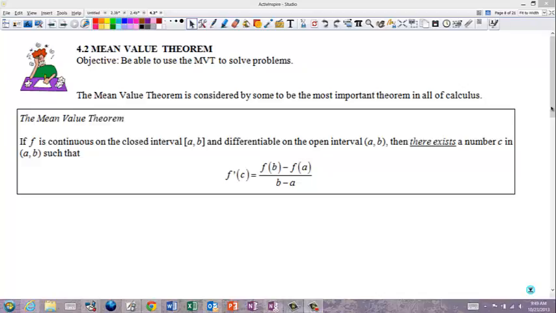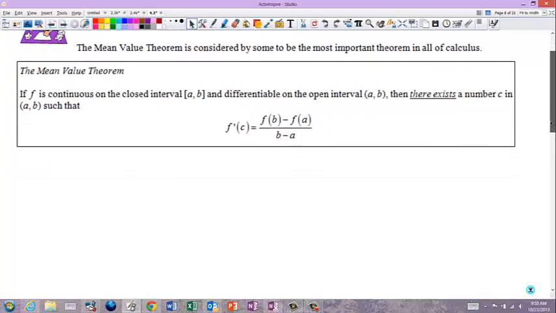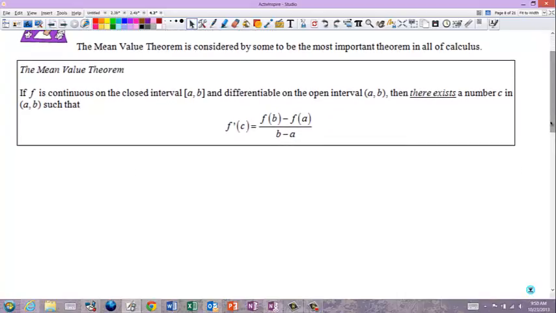This is the 4.2 video on the mean value theorem. The mean value theorem says that if f is continuous on the closed interval [a, b] and differentiable on the open interval (a, b), then there exists a number c in (a, b) such that (f of b minus f of a) over (b minus a) equals f prime of c. It's very important: it has to be continuous on the closed and differentiable on the open.